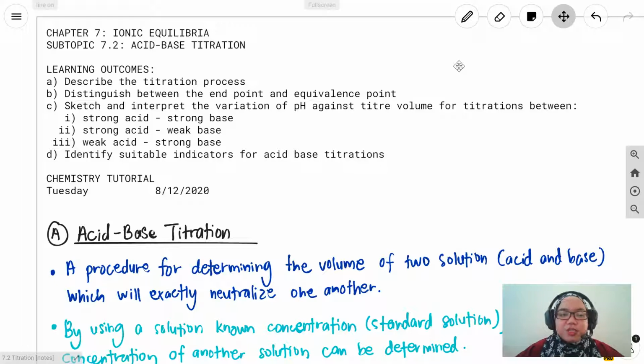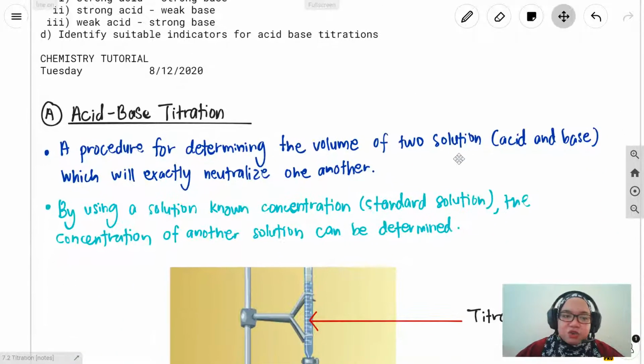Third one, we are going to sketch and interpret the variation of pH against titer volume for titrations between strong acid and strong base, strong acid and weak base, and weak acid and strong base. And lastly, we are going to identify the suitable indicators for the acid-base titration. So, firstly, we are going to look at what is the definition of acid-base titration.